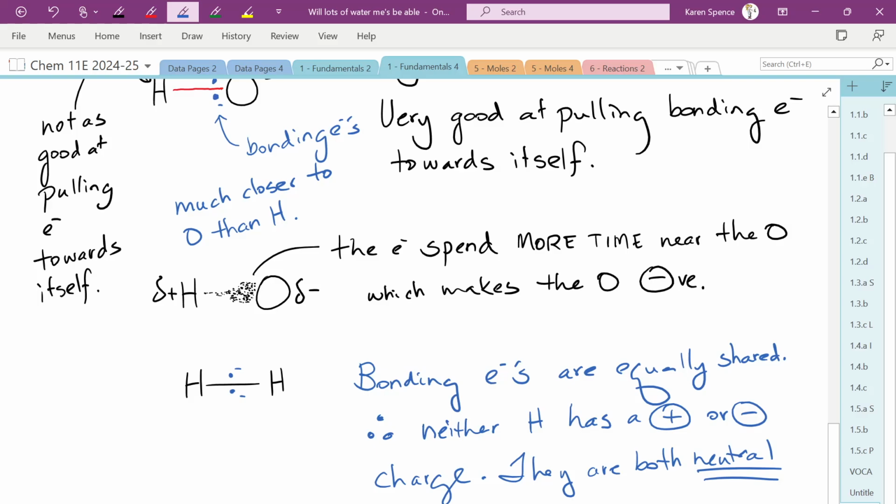I knew I should have put electronegativity in the fundamentals unit. I knew it, and I didn't do it. And I regret it now, but that's okay. We're doing it now.